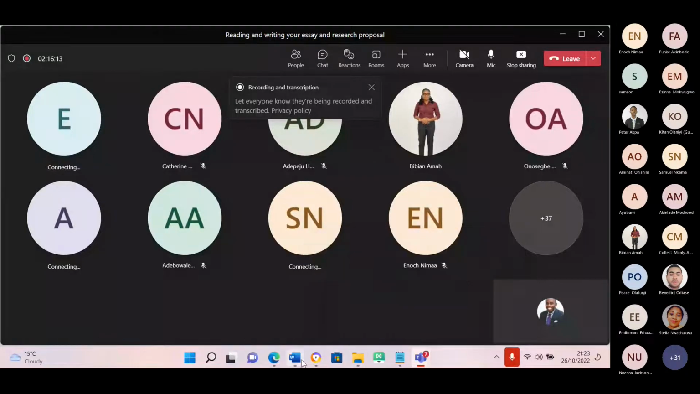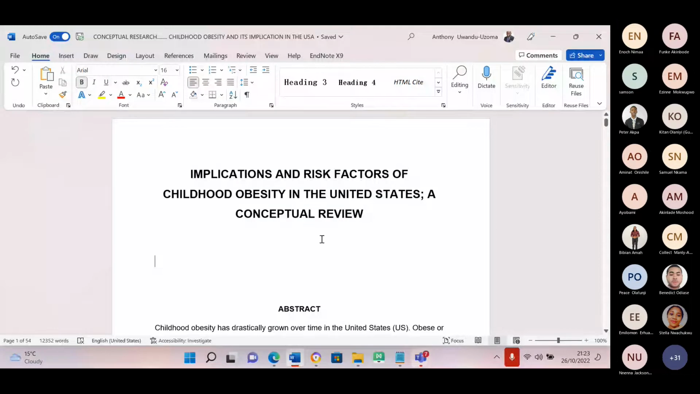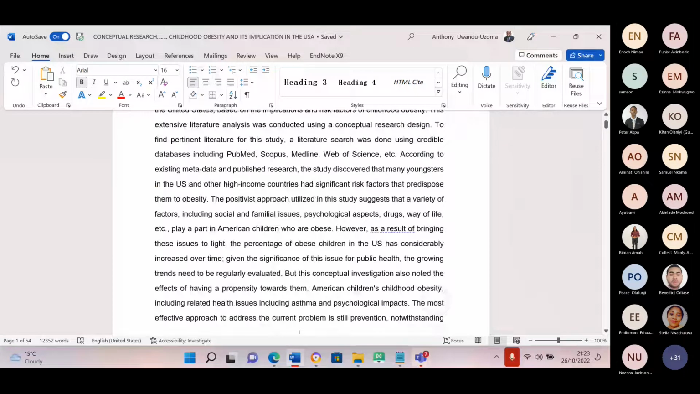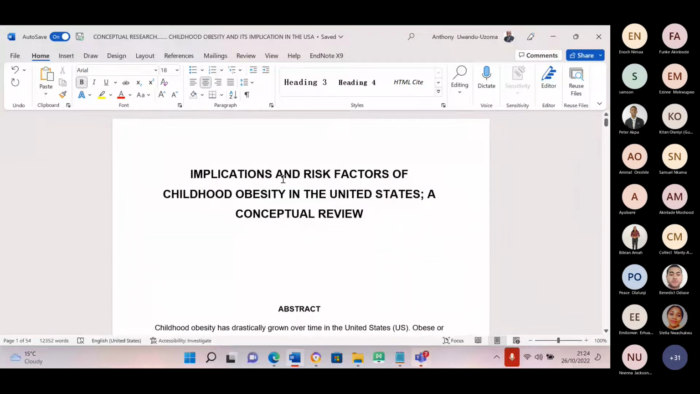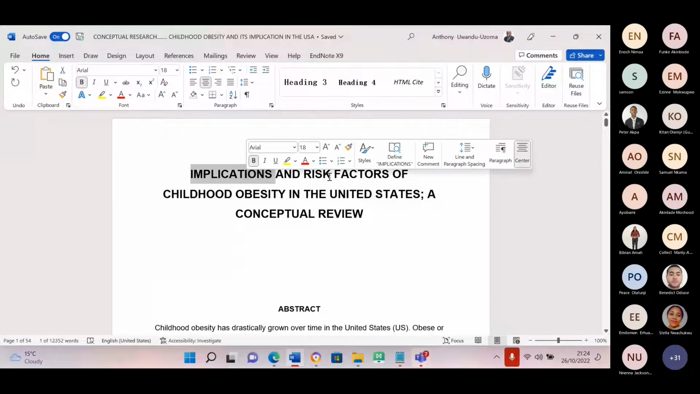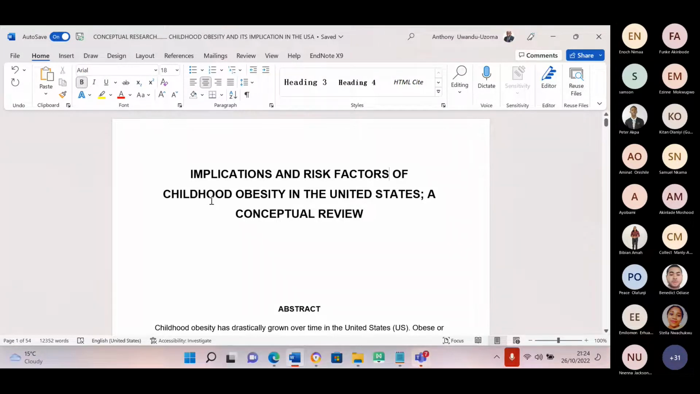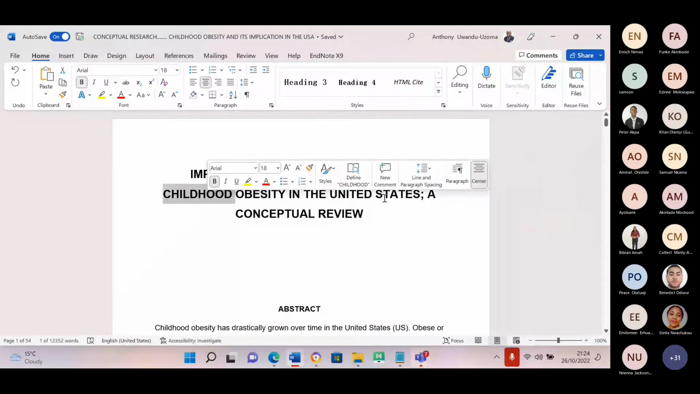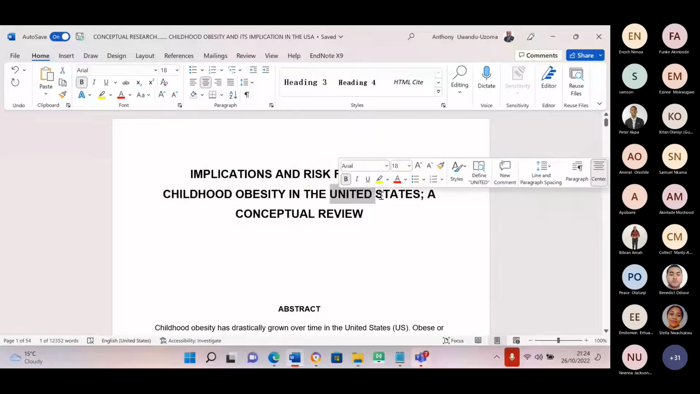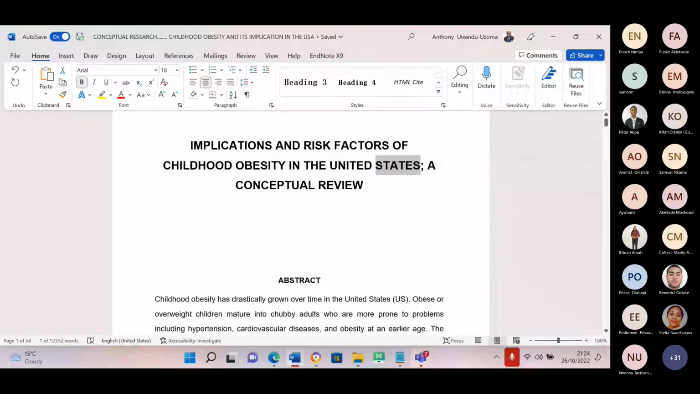So I was saying a conceptual review, which is the one that you are writing. What it looks like now is childhood obesity. Okay, the keywords here: I'm seeing implications, I'm seeing these factors, I'm seeing obesity, I'm seeing childhood, I'm seeing United States. Those are the 5 keywords that I need.